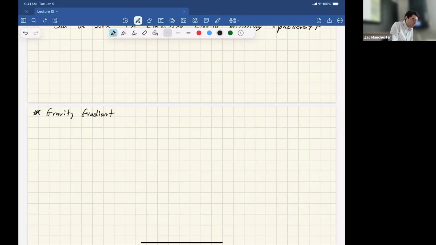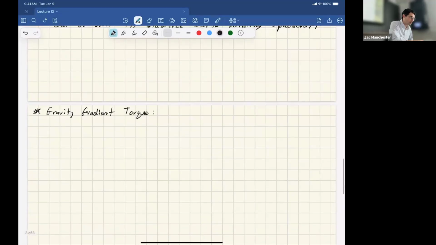All right, so gravity gradient torque. We just talked about what this is, so we're going to try to be a little bit rigorous about it and show you how to calculate it so that you can stick it in your simulation code. So now, instead of a point mass, we're thinking about a general rigid body satellite in a gravity field.